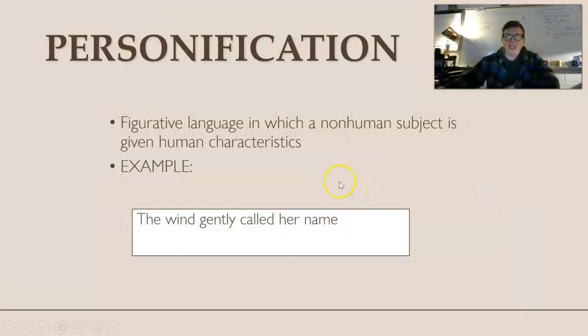Personification, figurative language in which a non-human subject is given human characteristics. The wind gently called her name. Okay.